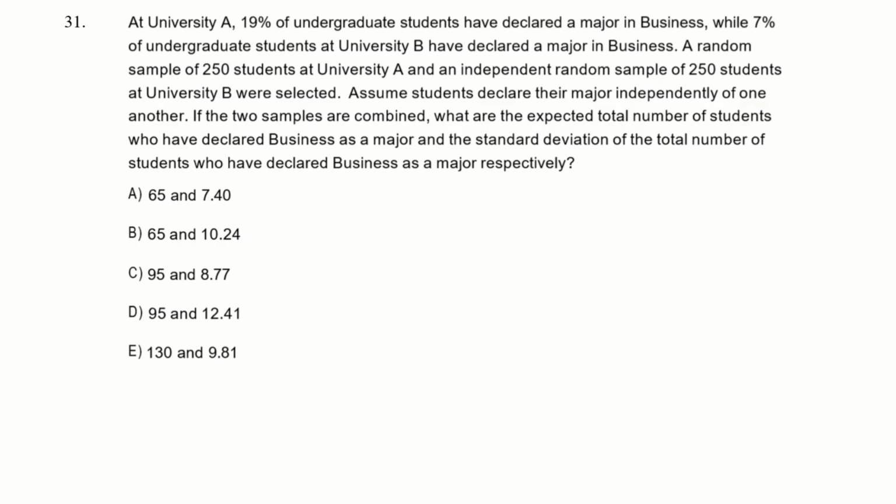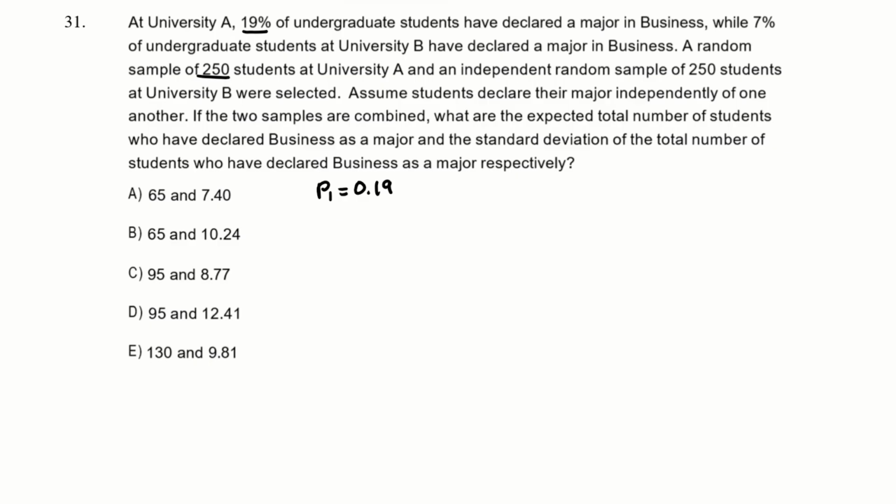Okay, so first off, we have two different variables. We have 19%, then we have 250 students for that. So we're going to call that P1, I guess if you want, 0.19. We have X1, or no, I'm sorry, N1.